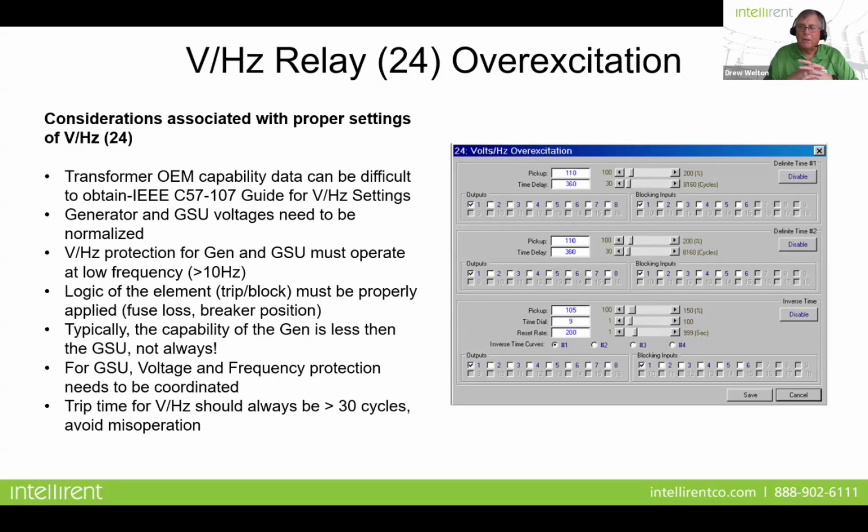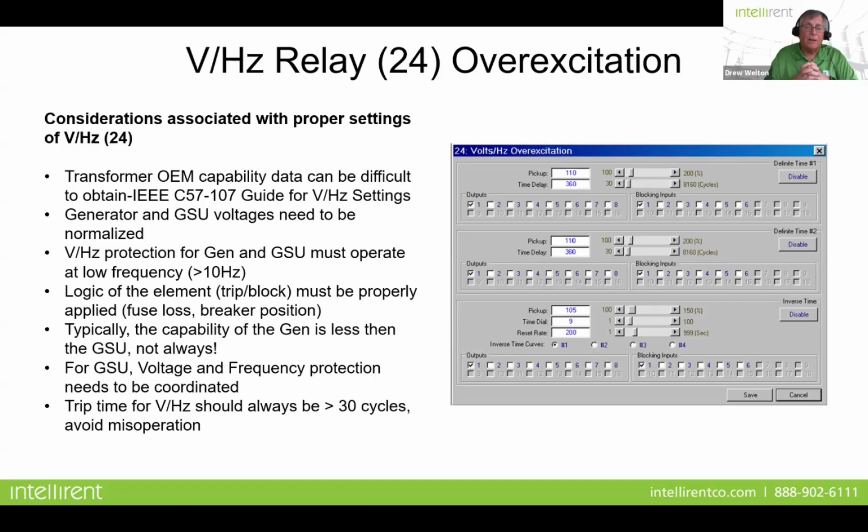Okay, now here's another element that I want to talk about, because we usually see this set in the Beckwith if it's on a GSU, and it's called overexcitation, or volts per hertz. What this is actually is the ability to have the transformer withstand certain thermal limits associated with a volts per hertz condition. Basically, volts per hertz is a relationship between the voltage and the frequency. It's not overvoltage, it's not underfrequency, it's a relationship of voltage to frequency.